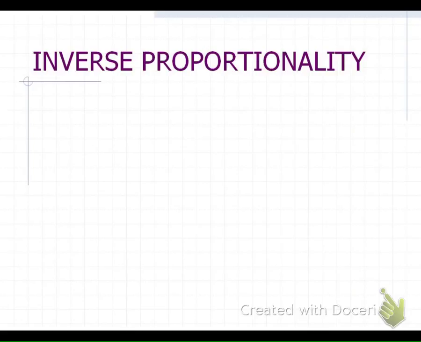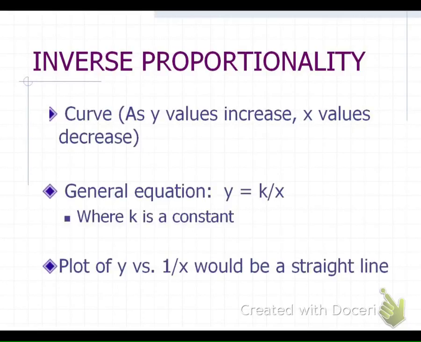So for our first example, and this you just need to look at, we will be going through this in class tomorrow, so just observe and take note of how we go about finding the different parts of the equation. In an inverse proportion, we'll see a curve that looks like a C, and it will fit the general equation of y equals k over x, where k is a constant with units. And if we plotted y versus 1 over x rather than y versus x, we would see a straight line.